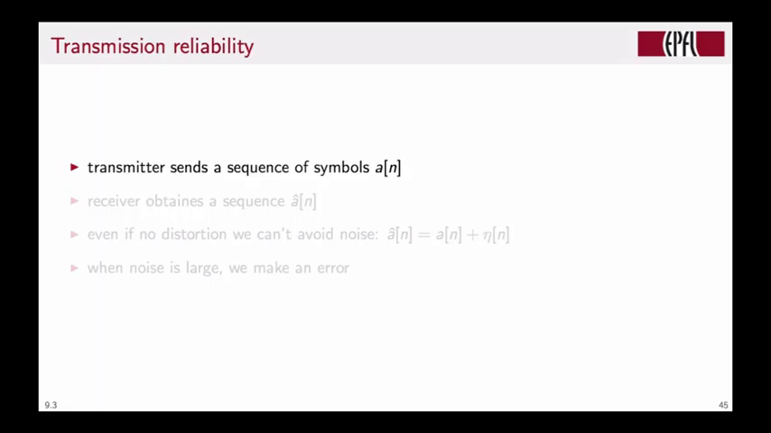So we have seen that the transmitter sends a sequence of symbols A[n] created by the mapper. Now we take the receiver into account. We don't yet know how, but it's safe to assume that the receiver in the end will obtain an estimation, Â[n], of the original transmitted symbol sequence. It's an estimation because even if there is no distortion introduced by the channel, even if nothing bad happens, there will always be a certain amount of noise that will corrupt the original sequence.